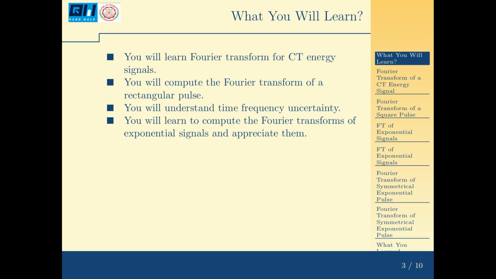The learning outcomes are: you will learn the Fourier transform for continuous time energy signals. So a Fourier transform is used for decomposing or analyzing continuous time energy signals, while the Fourier series is used for decomposing periodic power signals. You will compute the Fourier transform of a rectangular pulse. Then you will understand the time frequency uncertainty. Then you will learn to compute the Fourier transform of exponential signals and appreciate them with the Python demos.